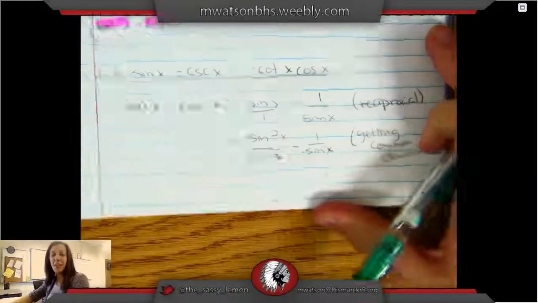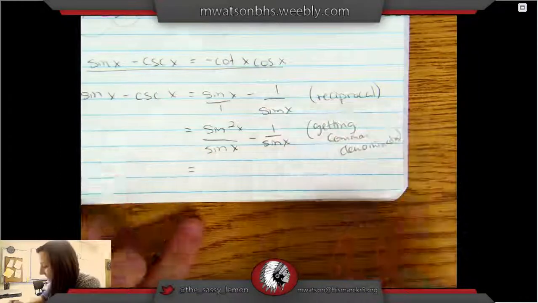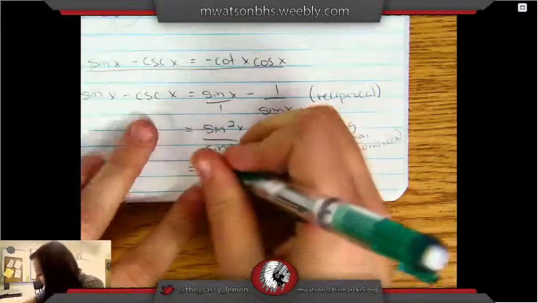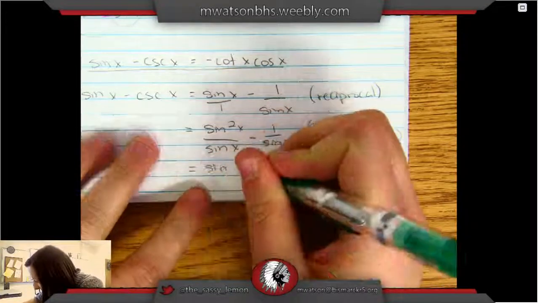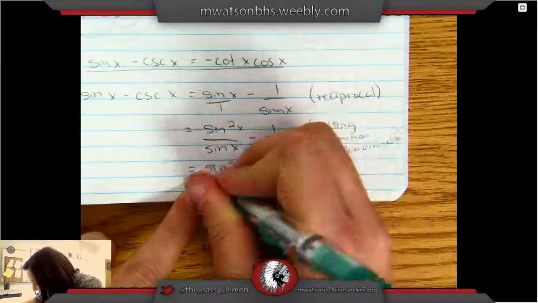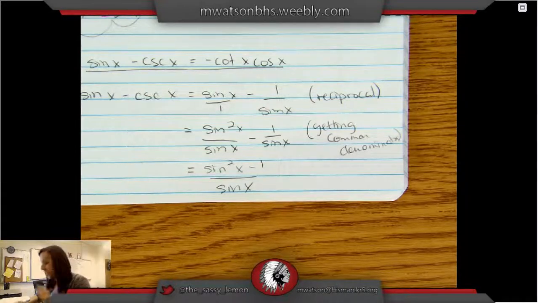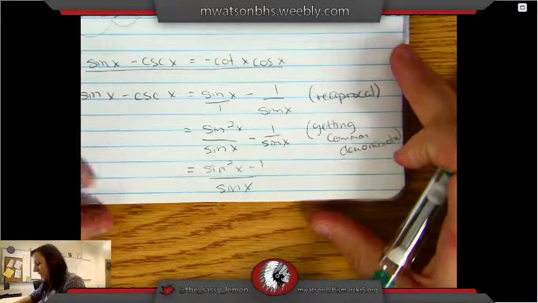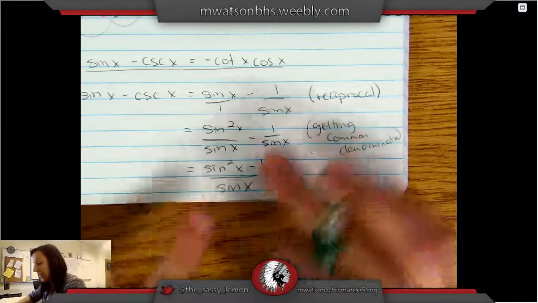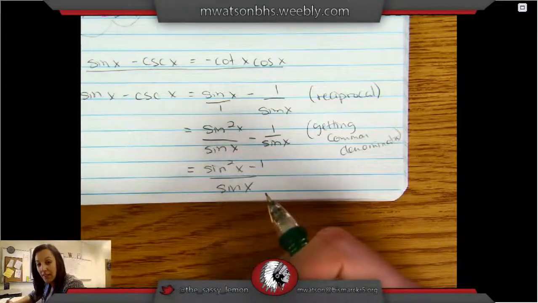I'm getting really close to the bottom of my page. Oh no. Okay, so now I'm going to combine those two fractions. I'm finally going to be able to turn it into one chunk. And I've got sine squared x minus 1 all over sine of x. This is bad. I'm running out of room. Okay. Now I've got it into one piece. It still doesn't look much like that. Okay, but we're getting there. So now it's in one piece.